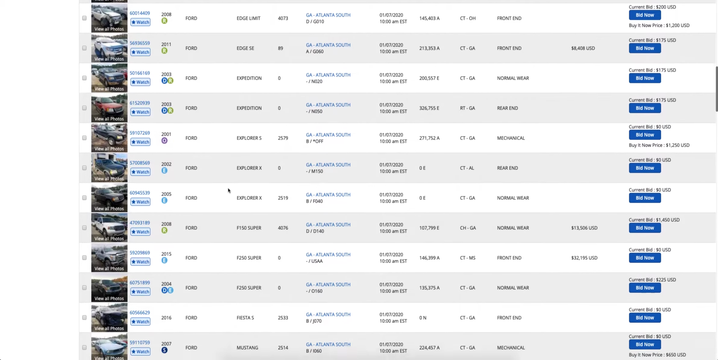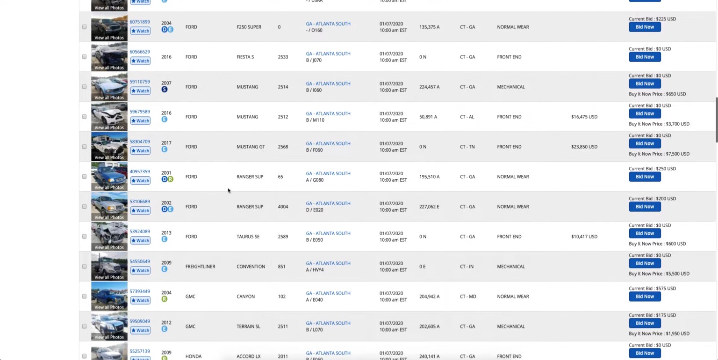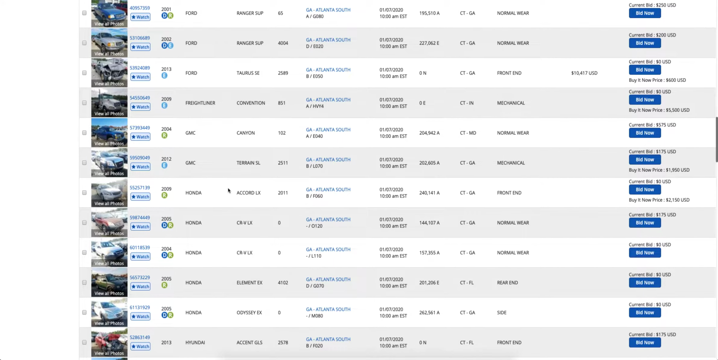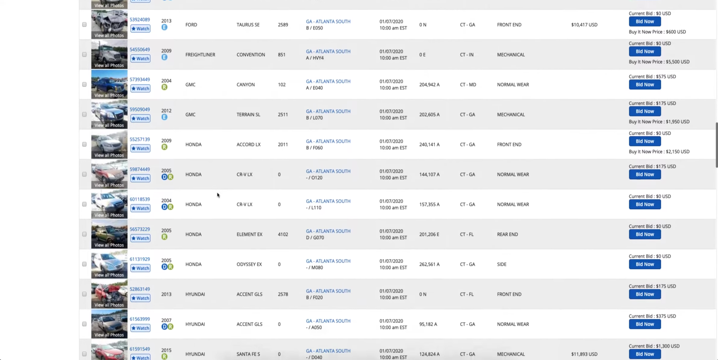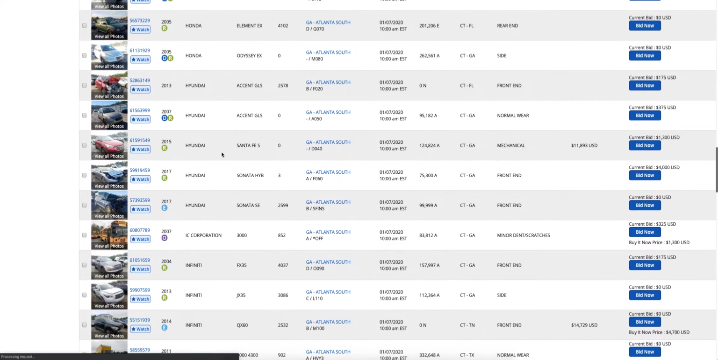Let's see. Atlanta's not looking too good for us, I'm not going to front. Let's see here. 202,000 miles. Let's keep looking. 2,500 Santa Fe, 124, 5 years old. It's got some high miles to it, that's for sure. High for what we want to be in it, but the price looks right.